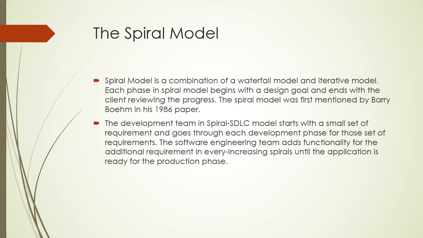The development team in the spiral model starts with a small set of requirements and goes through each development phase. The software engineering team adds functionality for additional requirements in every increasing spiral until the application is ready for the production phase.